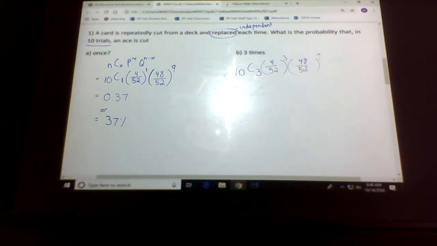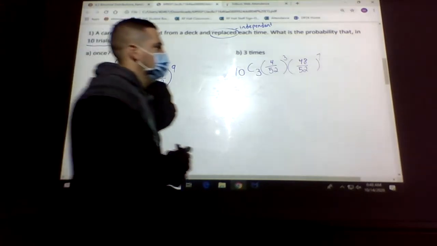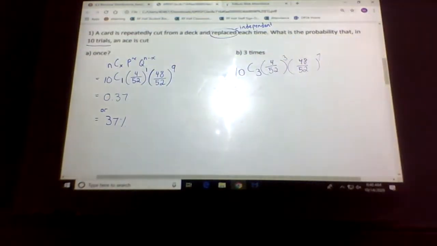How do you multiply exponents in fractions? There's a button in your calculator, it has the power button. Can I do 4 divided by 52 and then take that to the power of 3? Yep. That works. And then multiply by the next one.